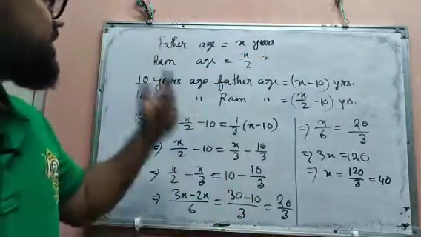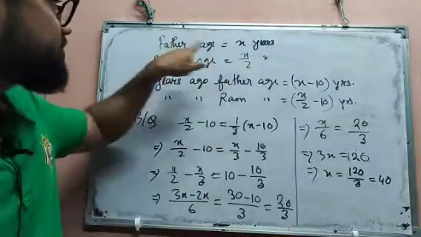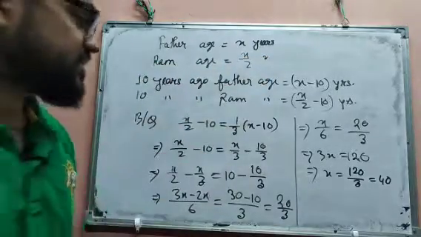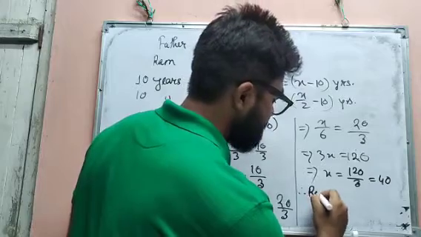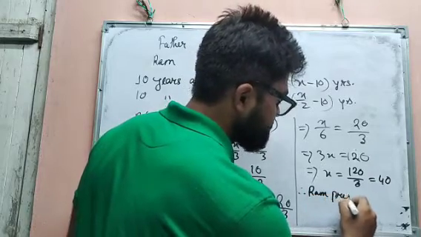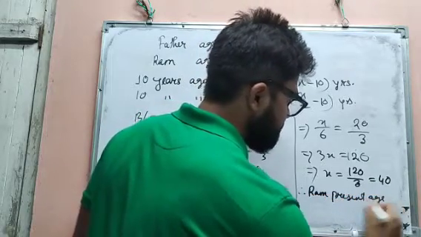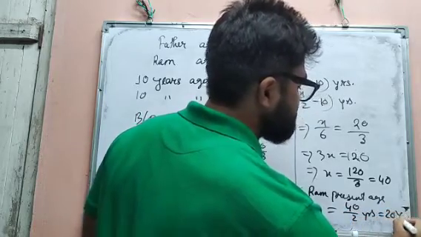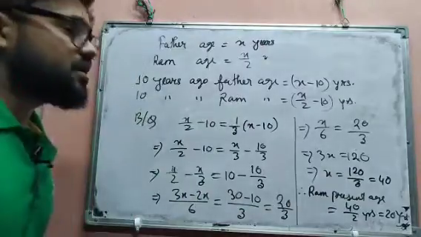Now we are asked to find both of their ages. Now, father's age we got 40 years. So Ram's present age is equal to what? Half of 40 years. Therefore, Ram's present age equal to 40 by 2 years, equal to 20 years. This is our answer. Okay.